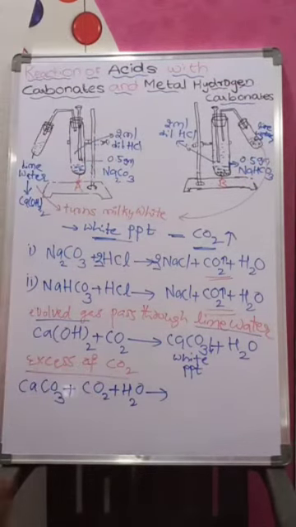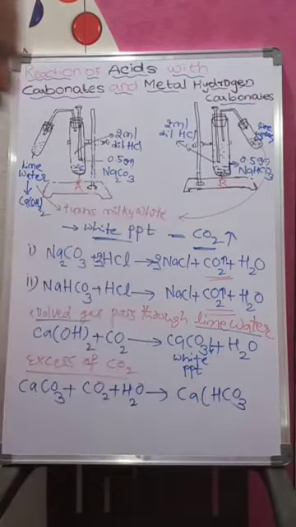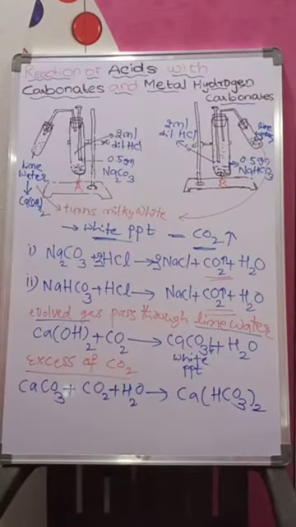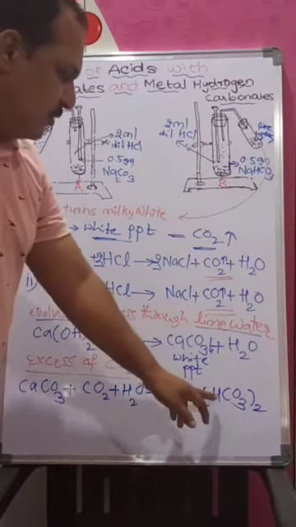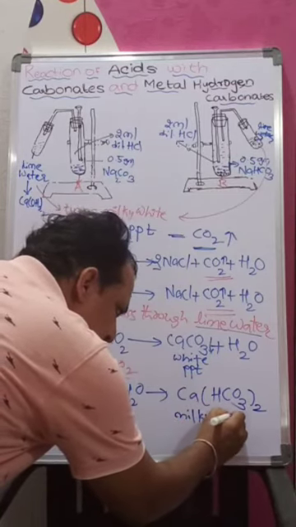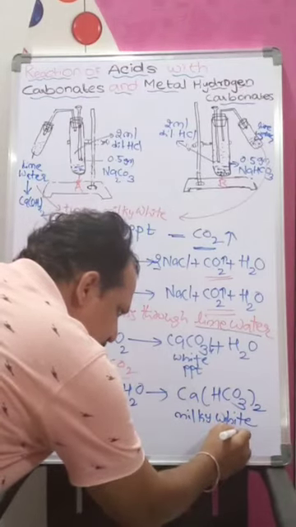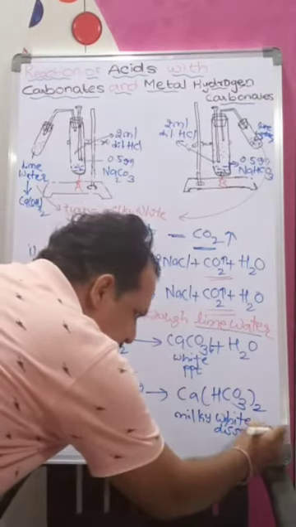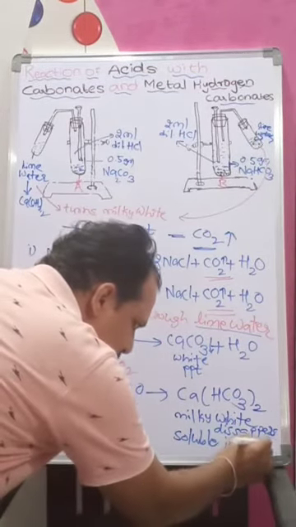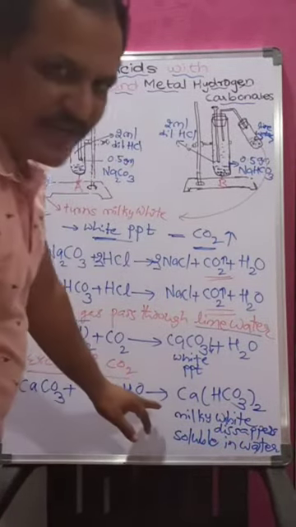So it forms calcium hydrogen carbonate. Calcium hydrogen carbonate. Here the milky white disappears, and it is soluble in water. This is the actual equation we get here.